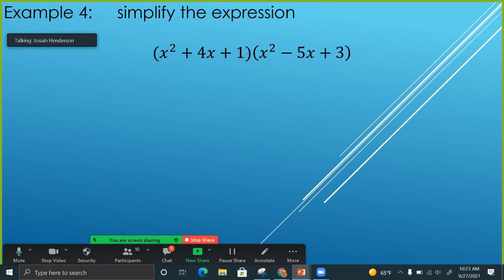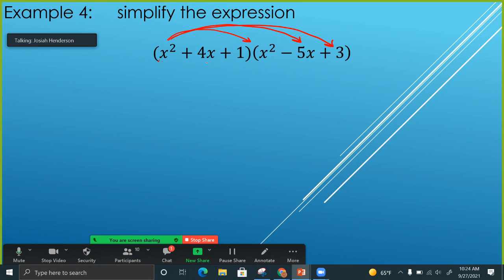Okay, here's example 4. This is two trinomials, two three-termed polynomials multiplied together. So it'll get a little messy looking with our arrows, but I'm going to show you what that would look like. So the first term here, x squared, that needs to be multiplied to everything in the second parentheses. Like this.